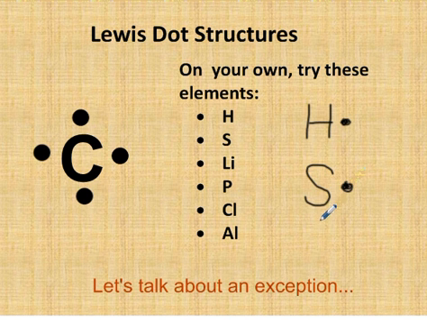So 1, 2, 3, 4. Now, here's what happens when you fill all sides. Now you start going around again, but you begin to place the dots in pairs. So this will be 5 and 6. And then you're done. Again, double check, make sure you have 6. There's 6 there. And that is the Lewis dot structure for sulfur.